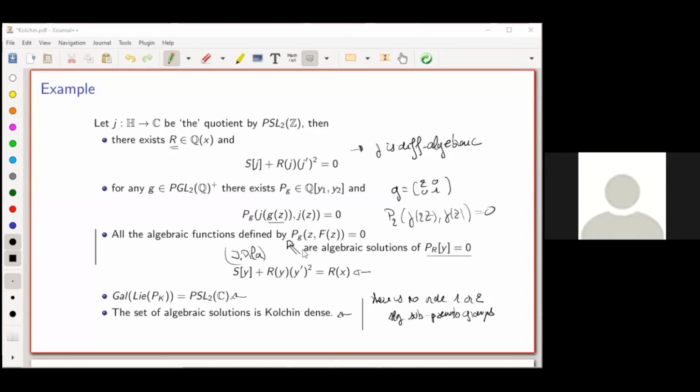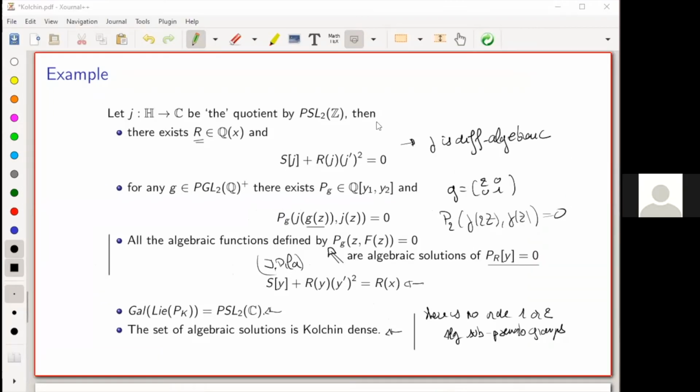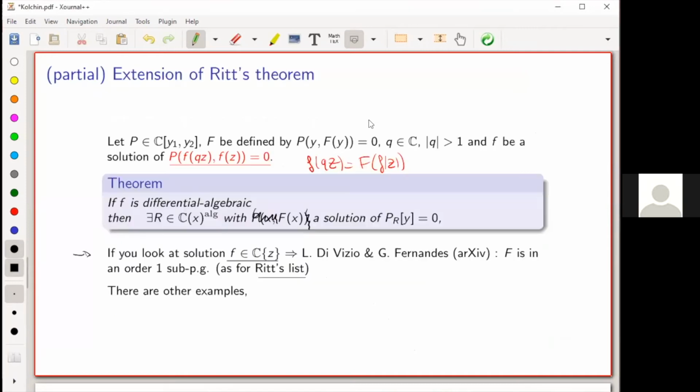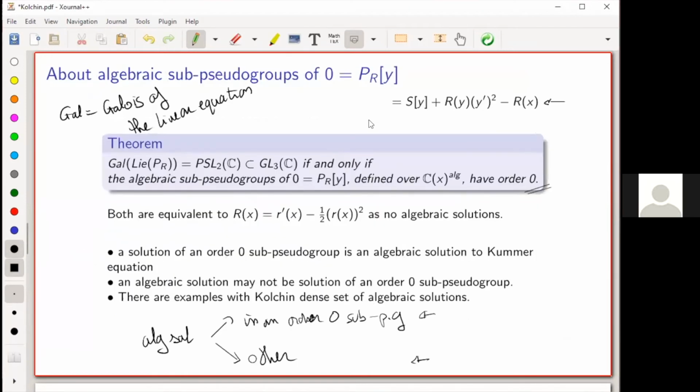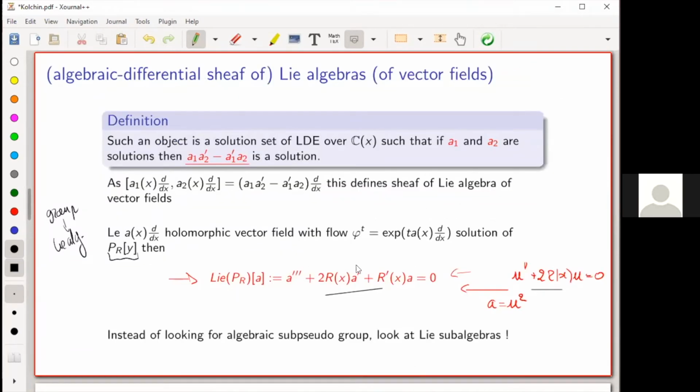Well, I may have a question. So in the cases that you have considered, the Galois group of the Lie algebra is the whole PSL2. Is there any other situation where it is not the whole PSL2? Yeah. In fact, the Lie algebra is always given by a third order differential equation like this one. So the Galois group of this one is the same as the Galois group of this second order equation. So each time you have a smaller Galois group here, you will have another one.